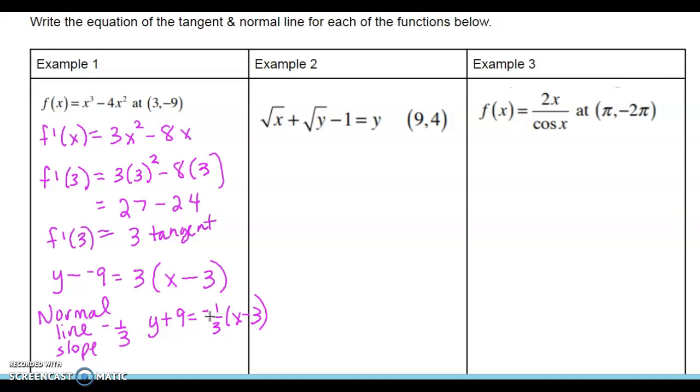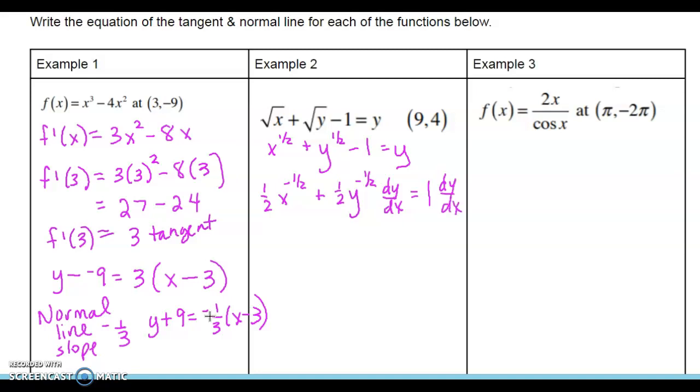All right, on example number 2, you'll recognize that that's an implicit derivative. So we need to remember how to do the derivatives of any functions. I'm going to rewrite this as a power. So if we want to find our derivative, we do 1/2 x to the negative 1/2, do our power rule. Remember that we did a y, so we do need dy dx. The derivative of negative 1 is 0. The derivative of y is 1 dy dx. I like to put the 1 there because remember we're going to factor it out.